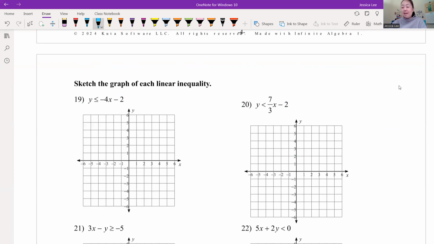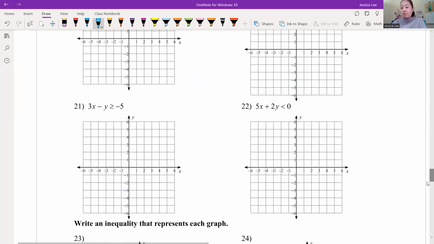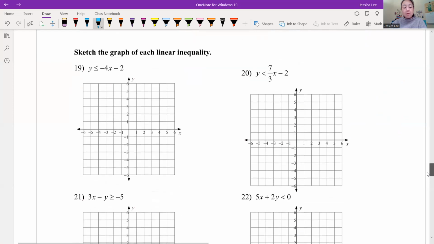All right. So here we go. We're going to start with just one inequality, and then we're going to go on to a system of two inequalities. And then we're good to go. All right, so let's take a look here.